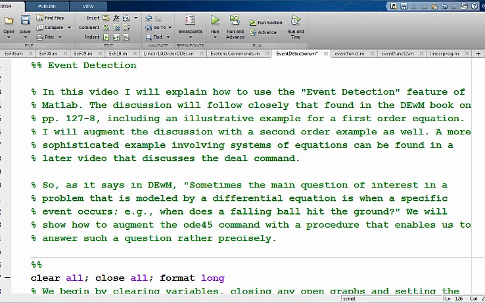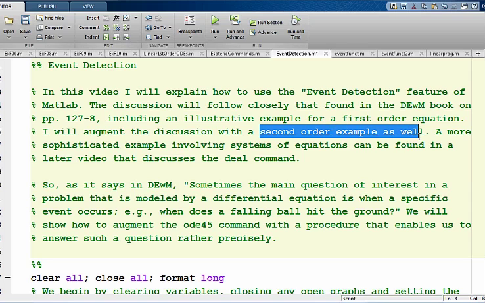In this video, I will explain how to use the event detection feature of MATLAB. The discussion will follow closely that found in the MATLAB book, Differential Equations with MATLAB, abbreviated here DOOM, on pages 127 and 128. It will include an illustrative example, very close to the example in the book, of a first-order equation, and then I will augment the discussion with a second-order example as well.